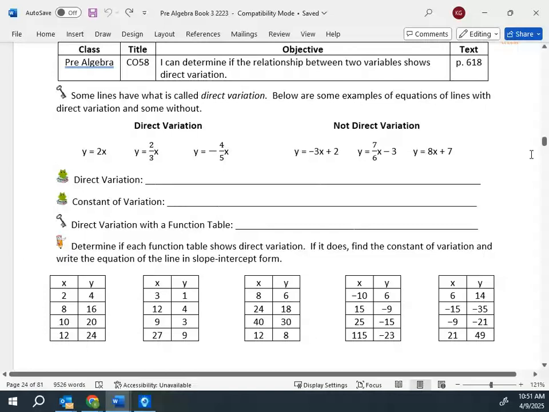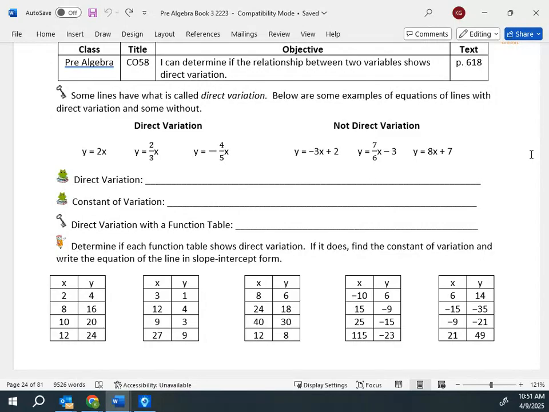Good morning, class. Today we are continuing working with slope-intercept form, and we are doing CO58. I can determine if the relationship between two variables shows direct variation. Oh boy, that sounds complicated, right? We're going to break it down so we can understand what that means.